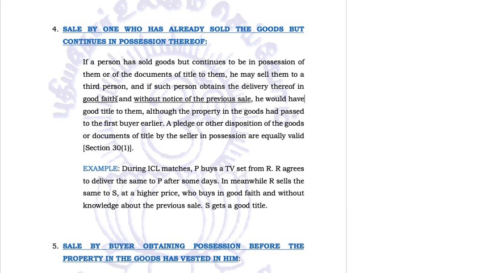During IPL matches, P buys a TV set from R. R agrees to deliver the same to P after some days. In the meanwhile, R sells the same to S at a higher price, who buys in good faith and without knowledge about the previous sale. S gets a good title here, because S or any other person usually will not have any occasion to know that the seller is reselling the product. They always believe that the seller is selling the product as a fresh sale.